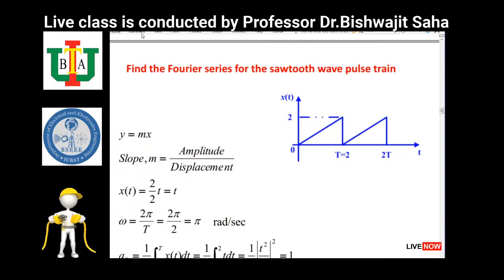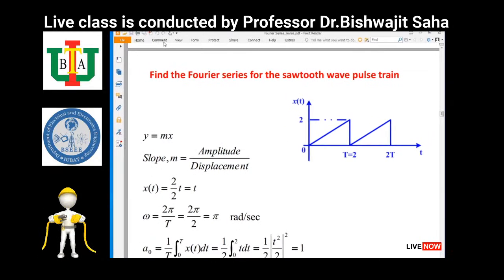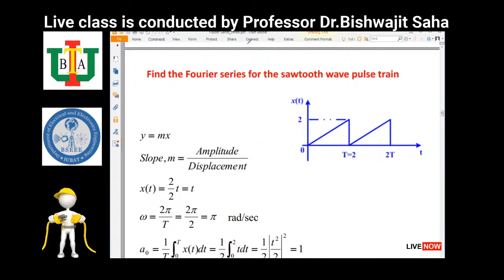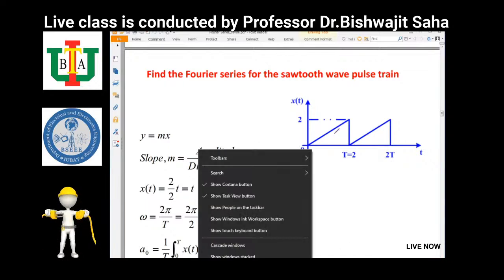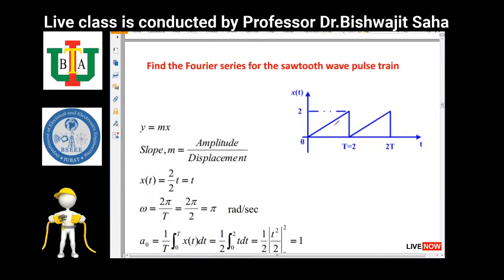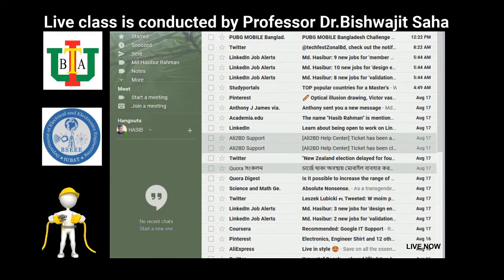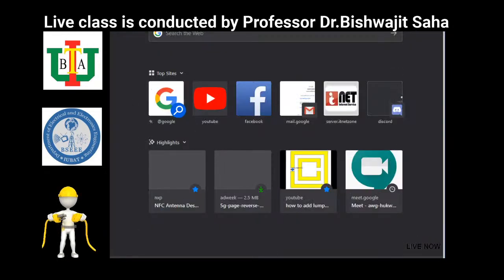The saw in your villages, or if you go to the internet you can see a saw. So the tooth of the saw looks like this. That's why it is called a sawtooth pulse, because each cycle is one pulse, so the pulse is continuously coming. That's why it is called a pulse train. Today we are going to find out the Fourier series of a sawtooth pulse train signal.